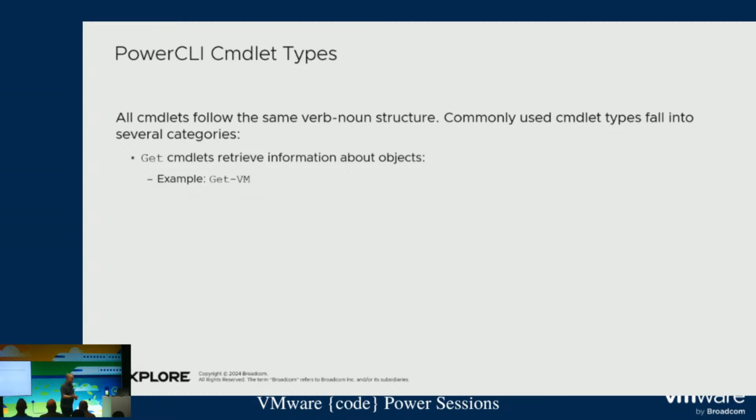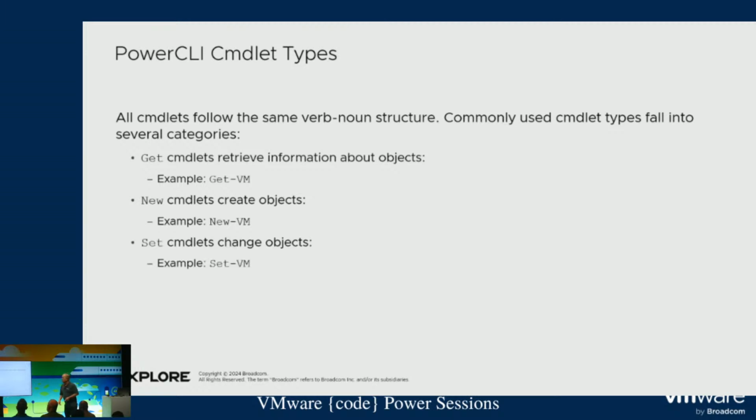Some examples. There is a commandlet that we provide in PowerCLI called Get-VM. And as its name suggests, you can use that commandlet to look up one or more virtual machines. So if you do Get-VM, we'll return information about VMs. If you do New-VM, that's the commandlet that you use to deploy new virtual machines. Set-VM allows you to change characteristics of VMs. For example, maybe you want to change the number of CPUs or the amount of memory.